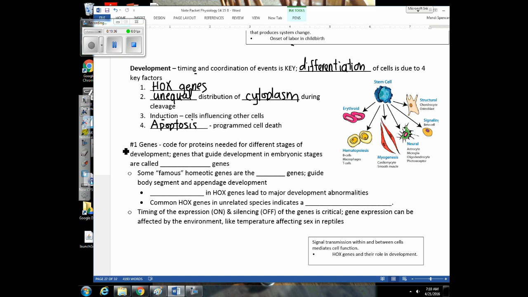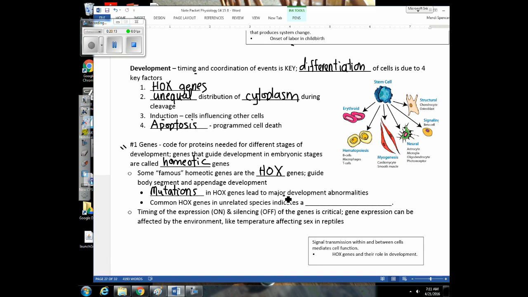First, we're going to look at genes that guide development. Now, these genes that guide development have a fancy name. They're called homeotic genes. Many times they're referred to as Hox genes. Hox genes guide where body segments are going to develop, where appendages are going to develop, so they have a major role in the development of organisms. Mutations in these Hox genes lead to major developmental abnormalities.